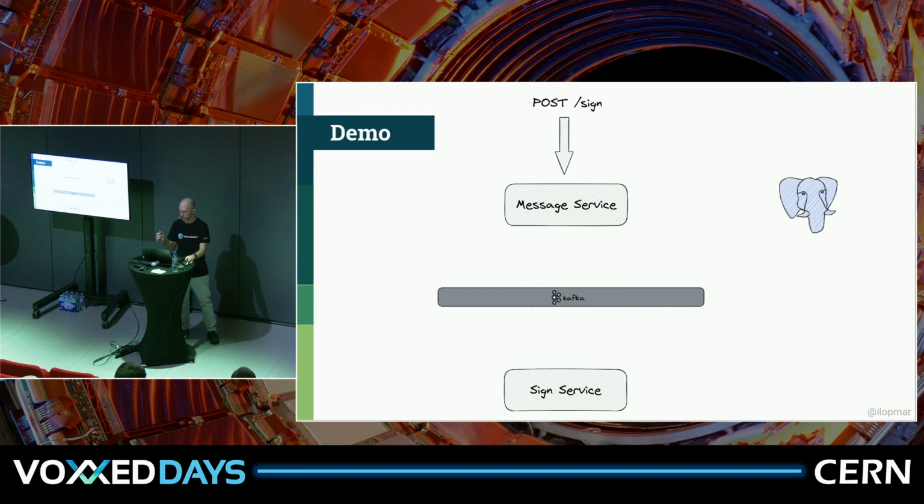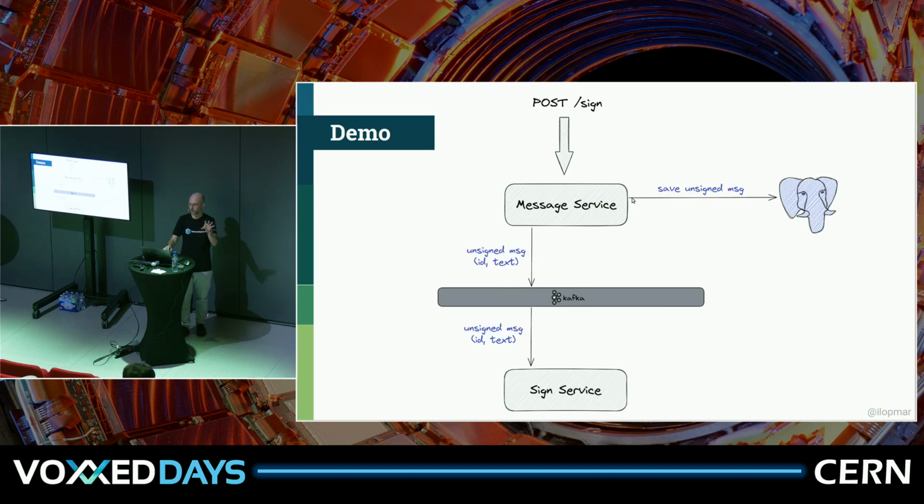Here on the top, you can see we are going to send a POST request to this message service. We are going to send plain text, and we want to generate a signature of that text. When we receive that request, we first save the text on the database, and we send a message through Kafka saying, I want to sign that message, with the ID of the message and the plain text.